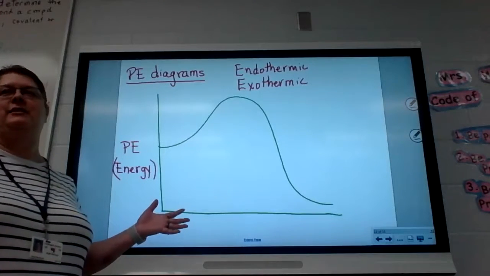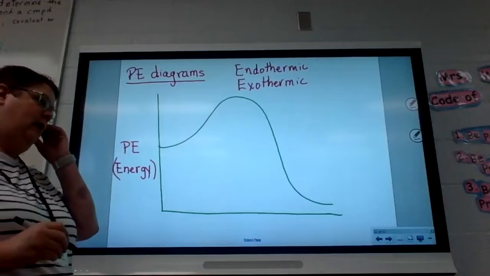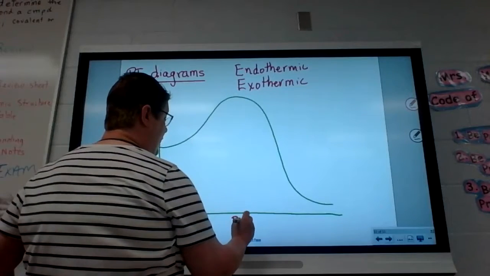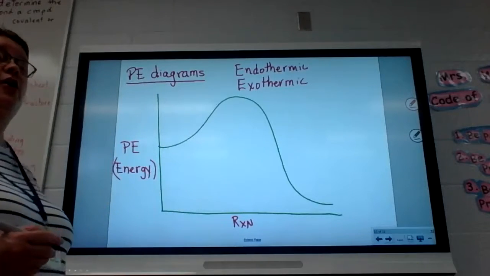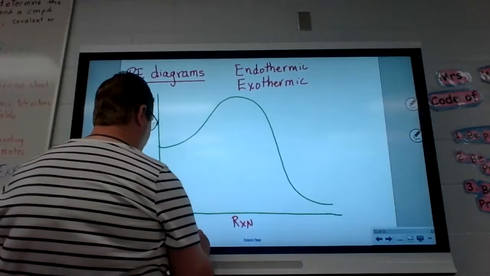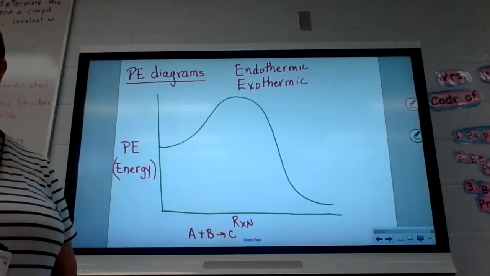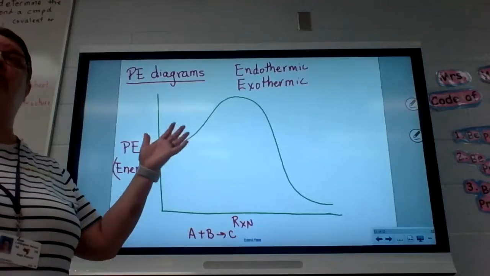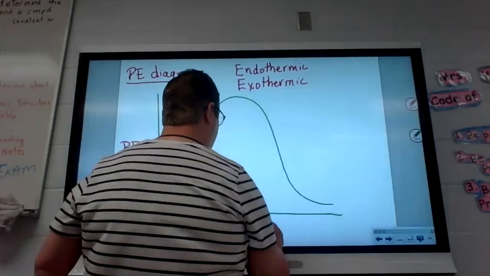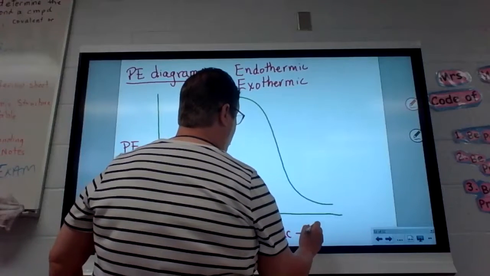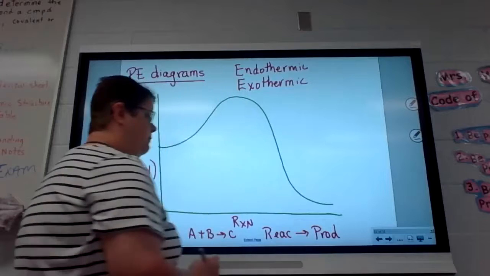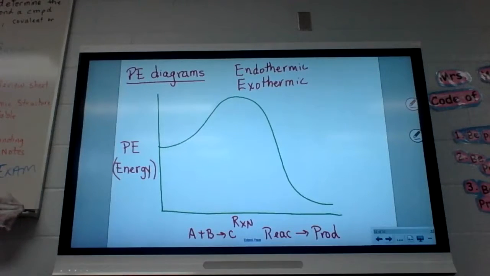Now, the x-axis can vary tremendously. It is always going to say something about a reaction. It could write a reaction, like A plus B becomes C. It could give a real reaction, but it's going to say something about a reaction. It could be more generic and say reactants go to products, or it could just say course of reaction.